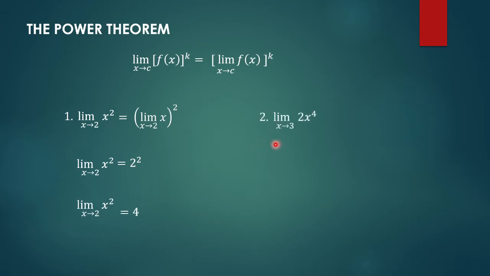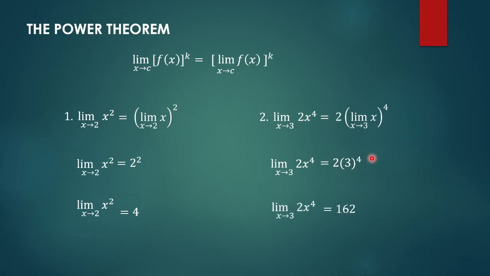Another example, the limit of 2x raised to 4 as x approaches 3. The constant multiple theorem, this would be 2 times, and then power theorem, fourth power of the limit of x as x approaches 3. To evaluate, the limit of x as x approaches 3 is 3 raised to 4, that is 81, times 2 is 162.